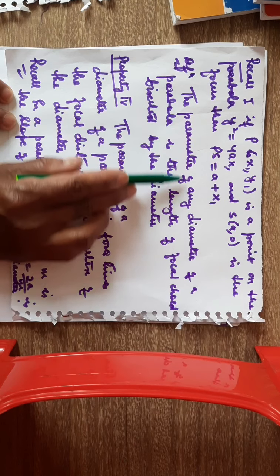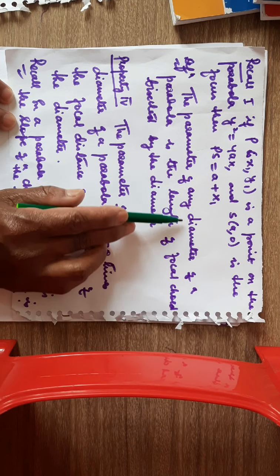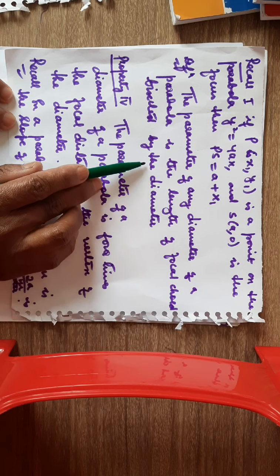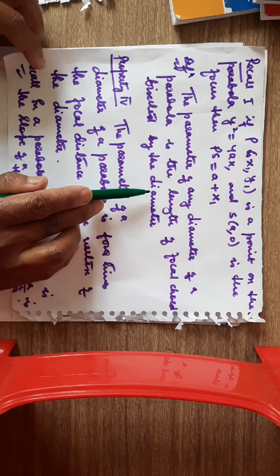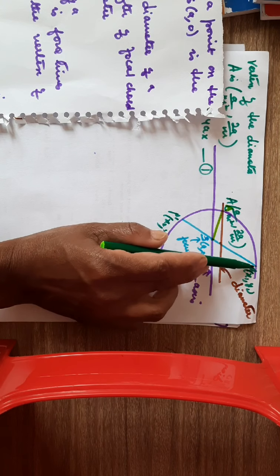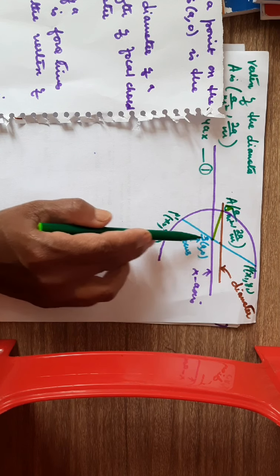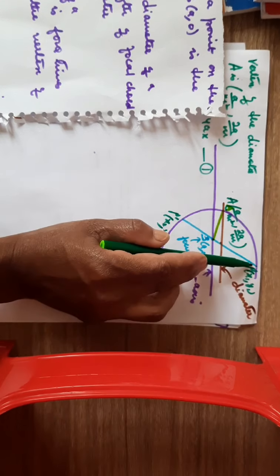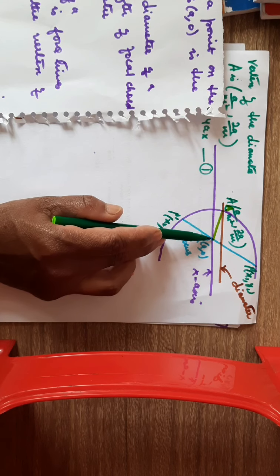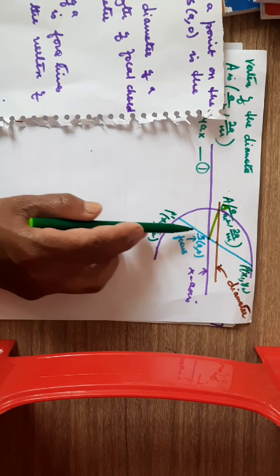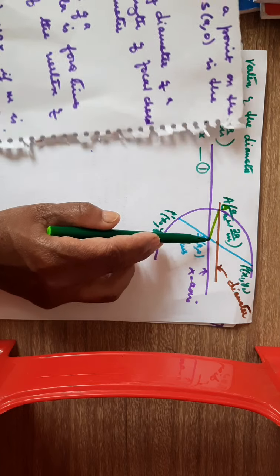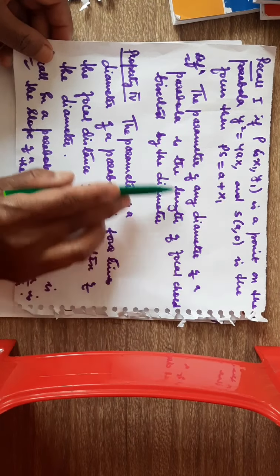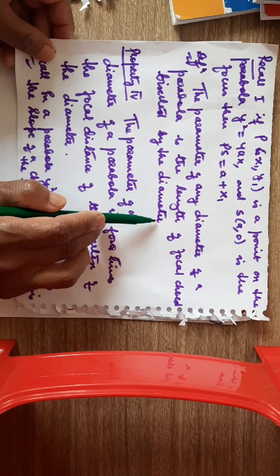Now, what is the parameter of any diameter of a parabola? The parameter of any diameter of a parabola is nothing but the length of the focal chord bisected by the diameter. So for example, in this case, if I take S as the focus having the coordinate (a, 0), then PP prime is the focal chord because this chord passes through the focus. So the length of this focal chord will be called the parameter of the diameter of the parabola bisecting it.